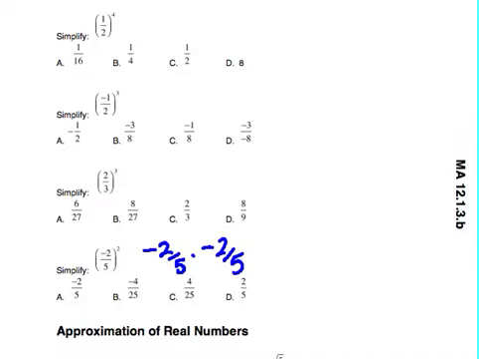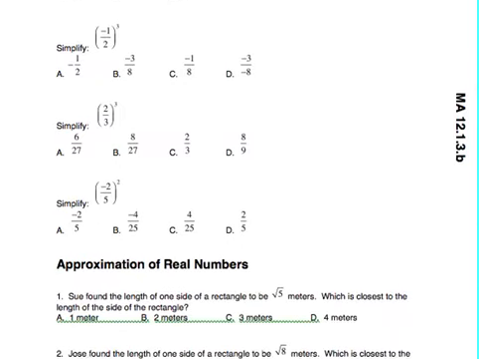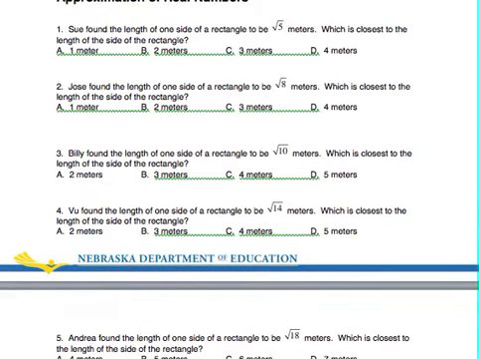All right, next we're going to talk about approximation of real numbers, and we'll probably move through these fairly quick. If you look at the first question, it says Sue found that the length of one side of a rectangle to be 5 meters. Which is closest to the length of the side of the rectangle? Is it 1, 2, 3, or 4?